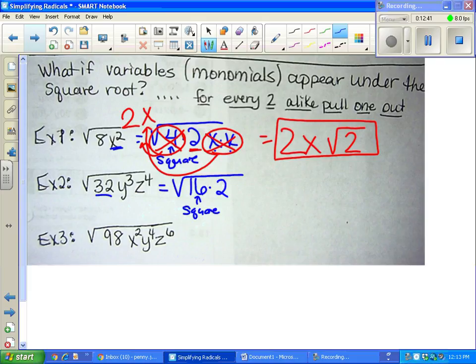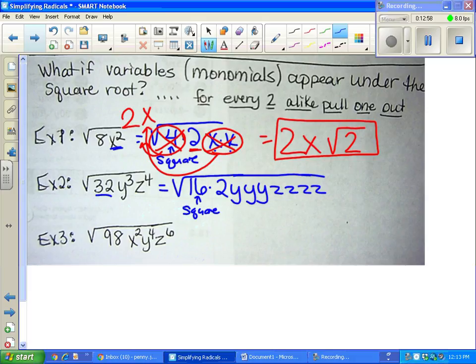Now I'm going to show you y cubed is y times y times y. Z to the 4th is z times z times z times z. Now I don't want you to have to write all of this out every time, but we're going to write it out this time just so you can see how it works.